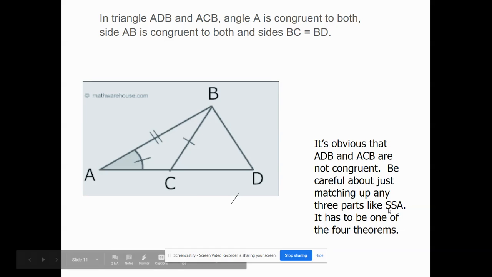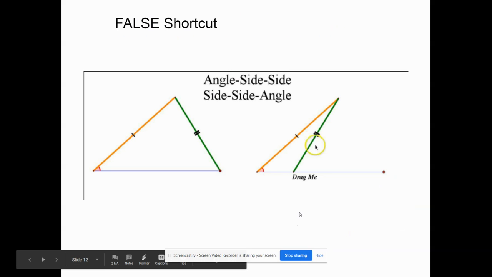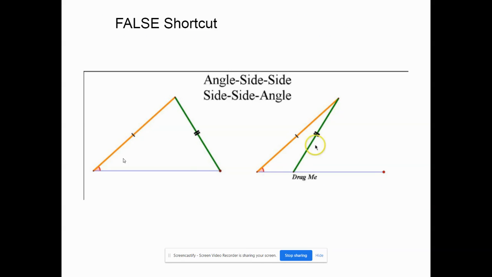I like to say, if you turn this word around right here, side-side-angle, you'd be saying a not so nice word to me, and you're not allowed to say words like that in class. So that's a no-go. That's a no-no list congruence theorem. Again, here's another example. These green sides are congruent, but very clearly those two triangles are not congruent.